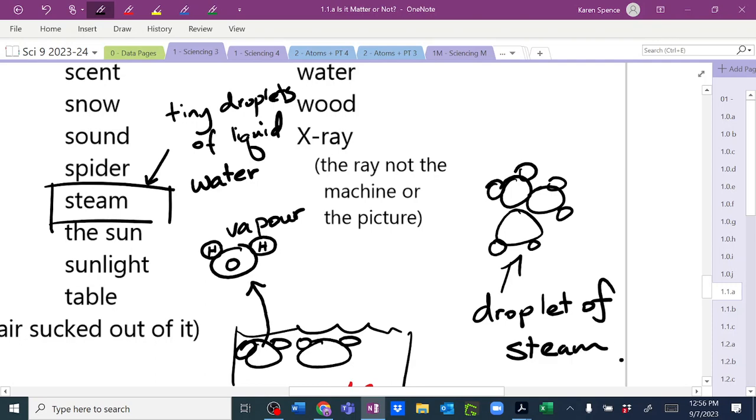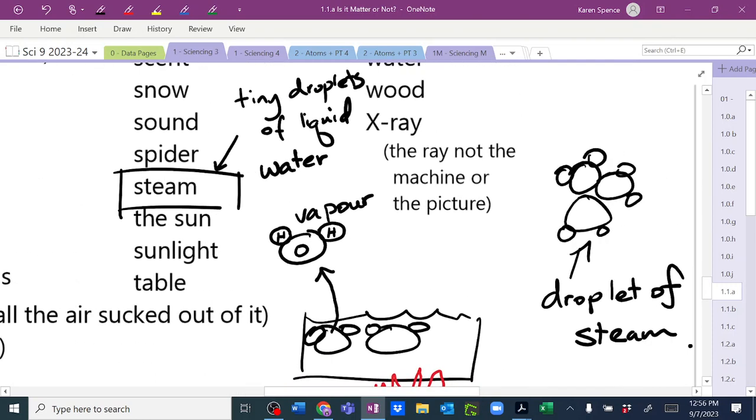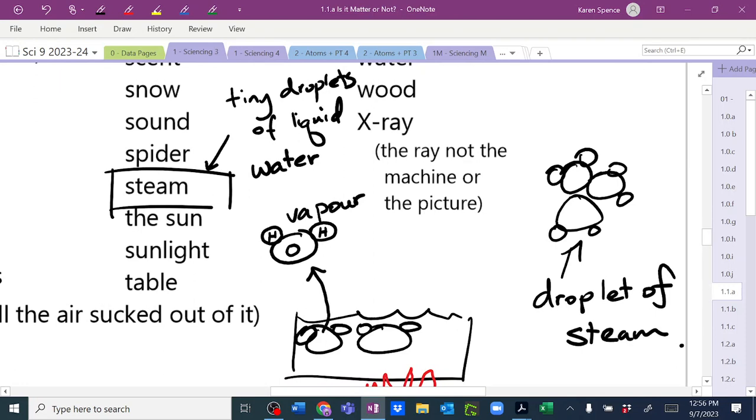So yeah, it's definitely matter. It's made of particles. It's made of those water molecules, and the molecules are made of hydrogen and oxygen. What's those particles called? Yes, atoms. Okay.